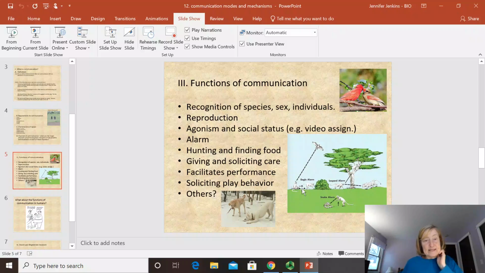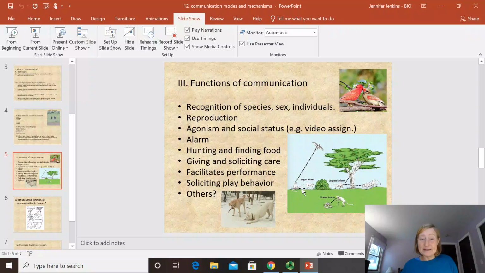Other animals, like bees, will actually communicate to each other, to other workers in the hive, about where they found food and how far away it is, using very specific kinds of dances. And you can look these up on videos, but the bees have circle dances and wiggle dances, and they can communicate exactly where the food is based on the length of the dance and the way that the dance is performed. It's amazing.